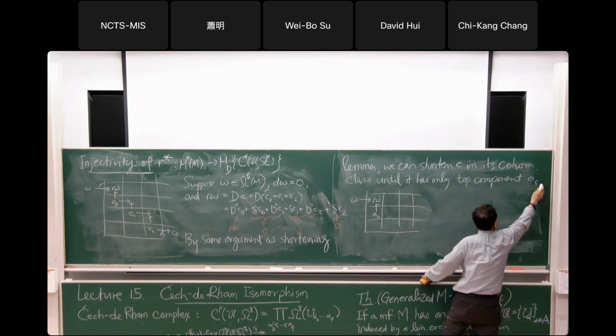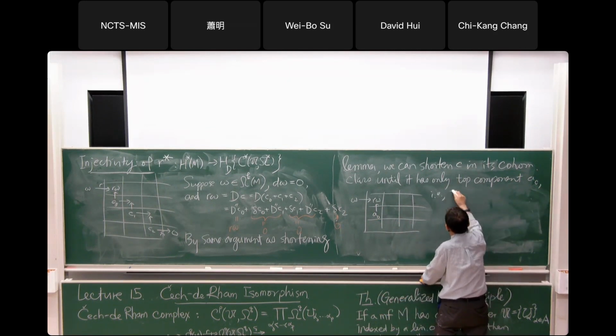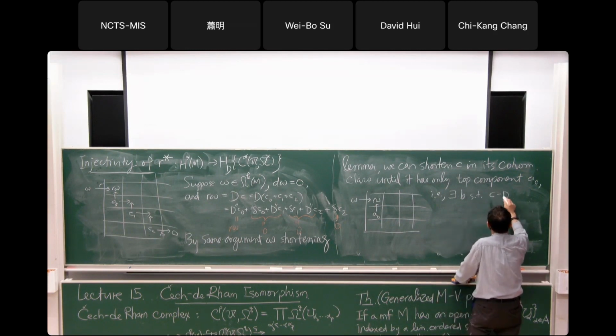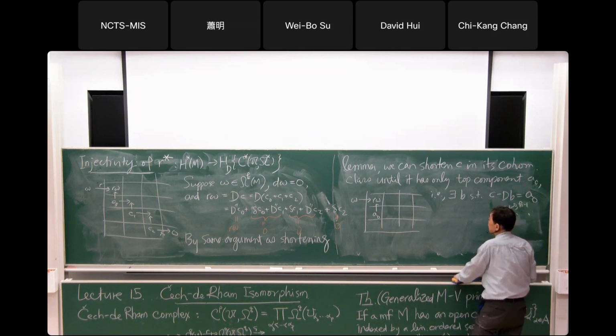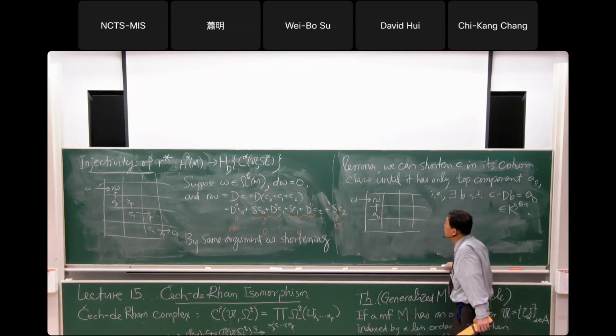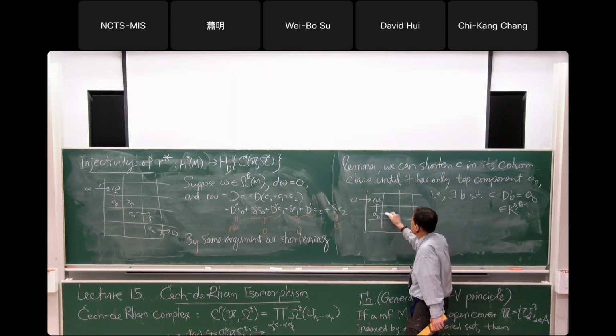That is, there exists B such that C minus dB equals A0, and A0 is in K of 0, K minus 1. This is degree K, this is degree K minus 1.